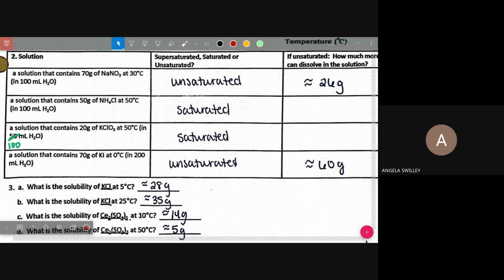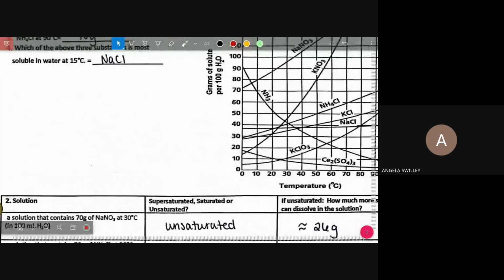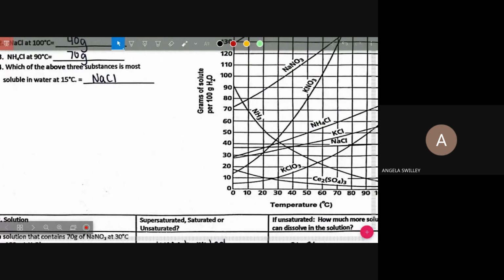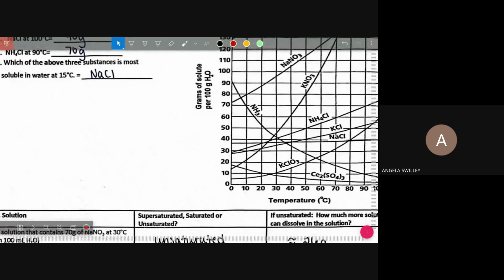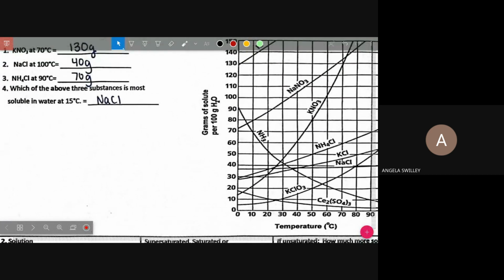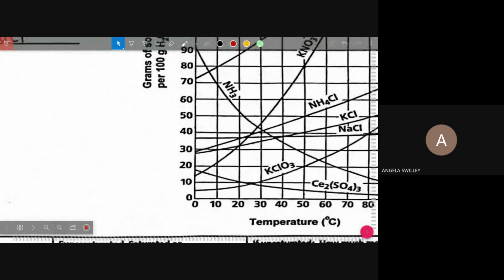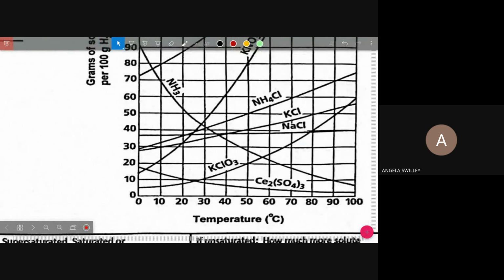On number 2 then, the box, oh, up here? Okay, so somebody needs us to go over number 4. It says, which of the above 3 substances is most soluble at 15 degrees Celsius? And we have KNO3, NaCl, and NH4. Let me make this bigger. Was it 15 degrees? Now I've already forgotten. You see it? Okay, never mind. Good.